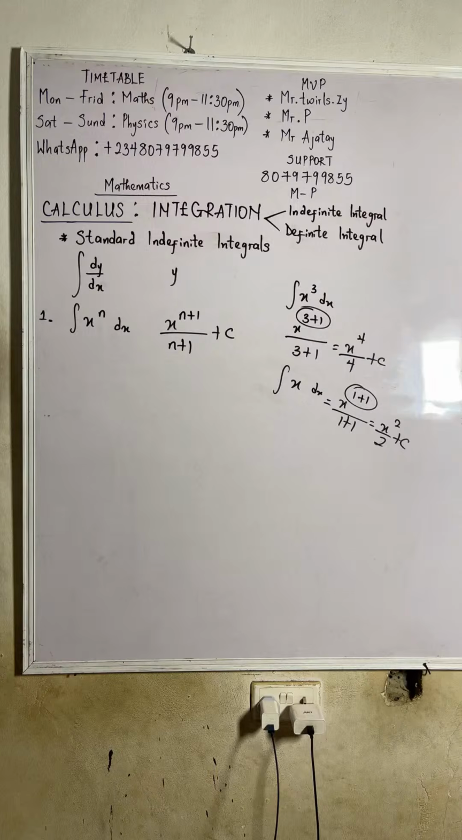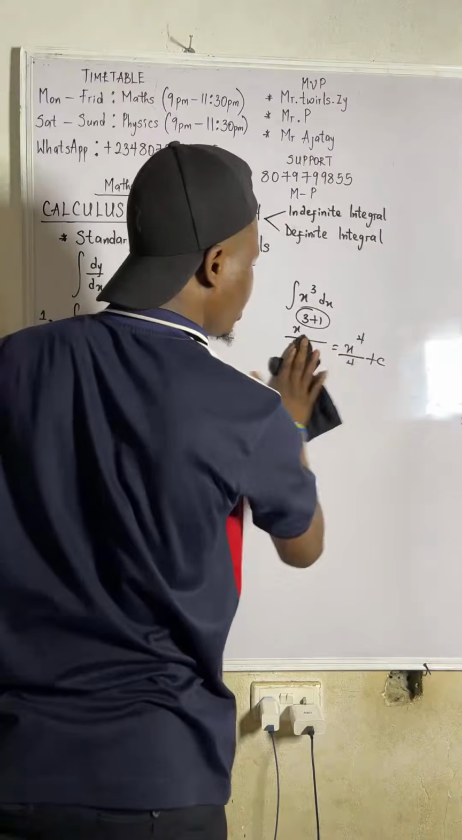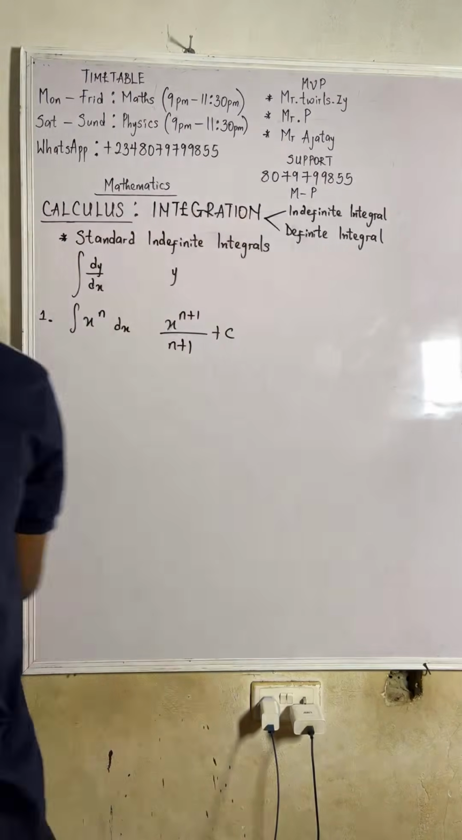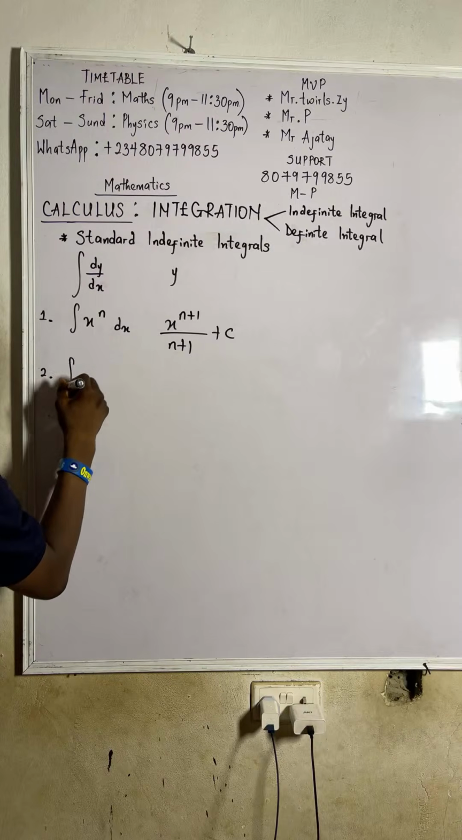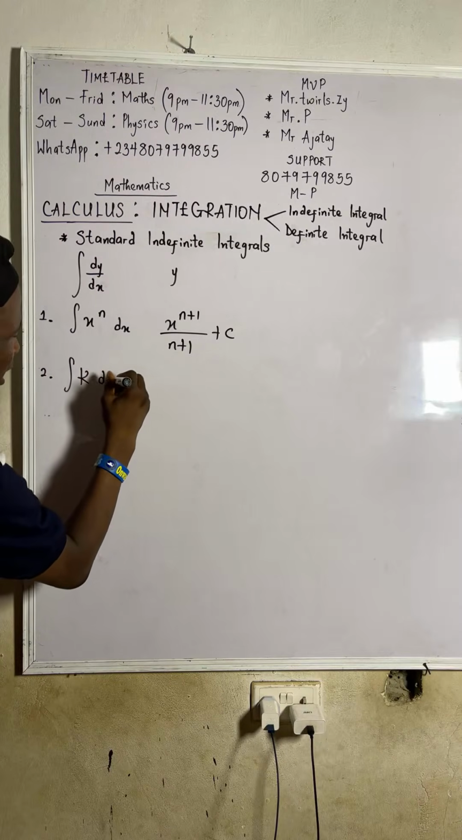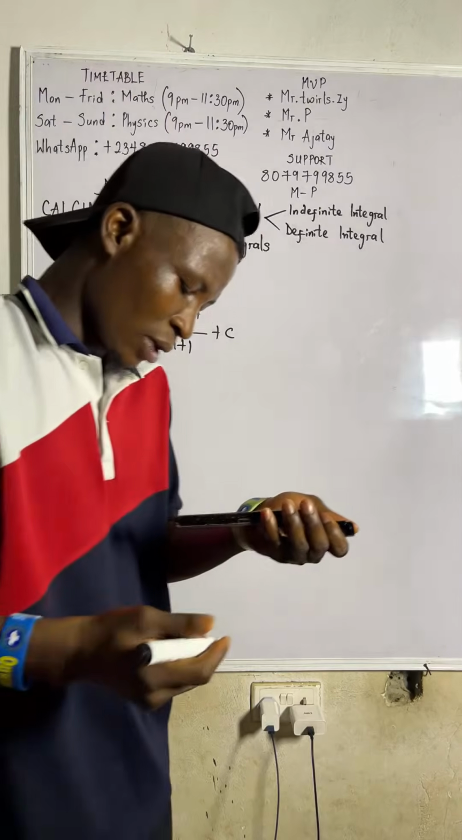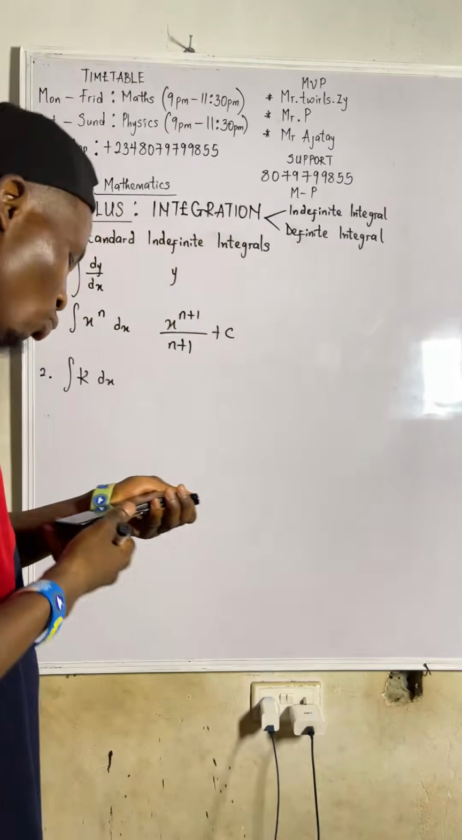So let's continue. That is just the first thing. That's the formula. We'll come back to it again. Now, the next thing you need to know is, whenever you integrate a constant with respect to dx, you don't do differentiation.